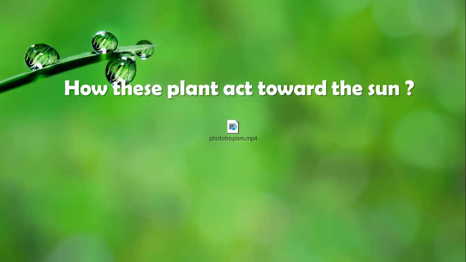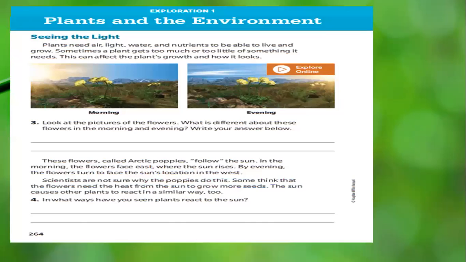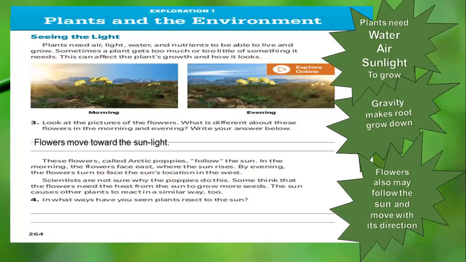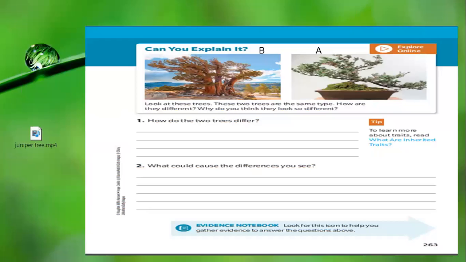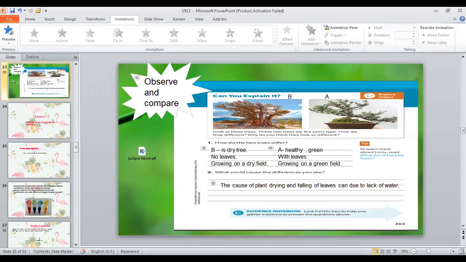Here is how some plants act toward the sun. We saw that some plants go toward the sun to get the sunlight. This is a juniper tree. This juniper tree grows differently in different areas. Let's see this video to know more about it.